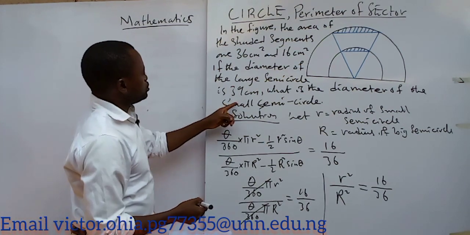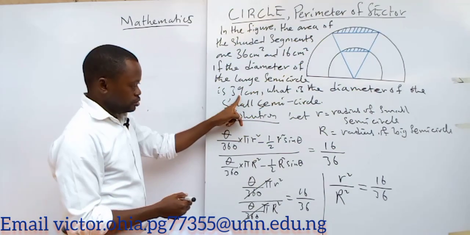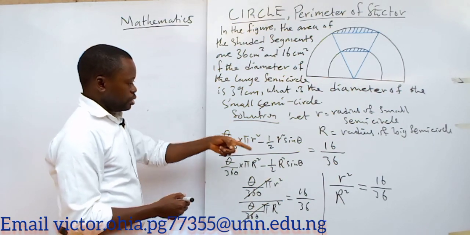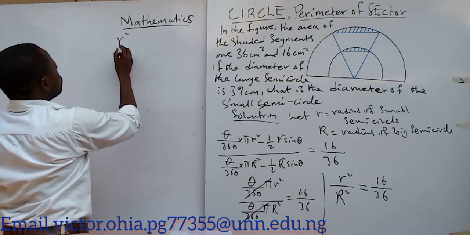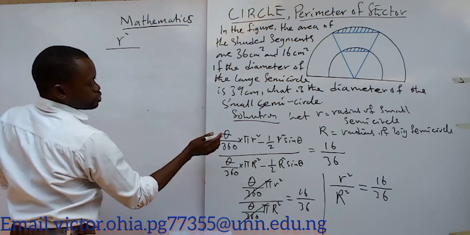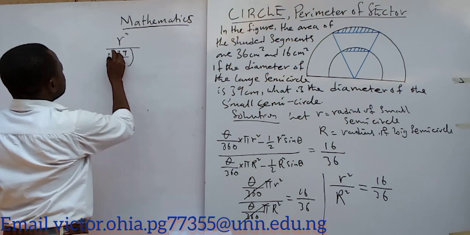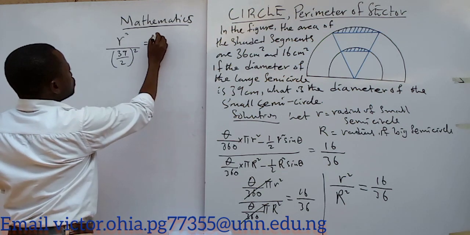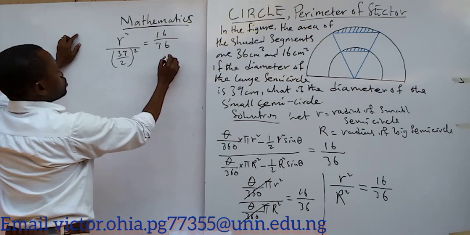Now, we were told that the large semicircle, the diameter is 39 cm. And when you say diameter, it is 2 times radius. So, I'm going to rewrite that as r squared, which is the radius of the small semicircle, all over the radius of the big semicircle, which is 39 over 2, will give me the radius. Then now I'm squaring it, equals 16 over 36. All right, cross multiply.